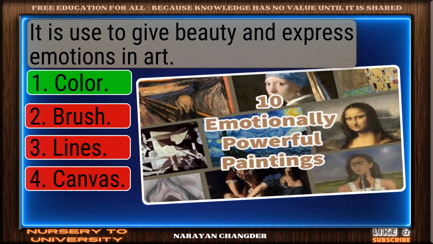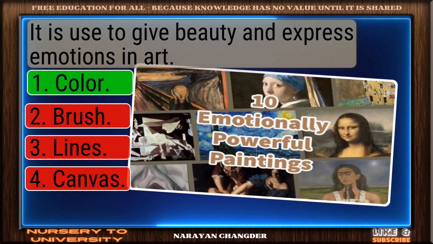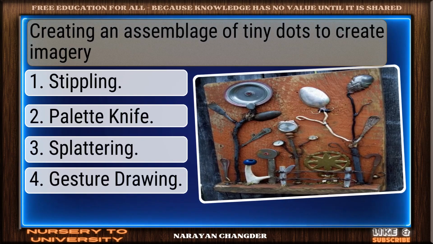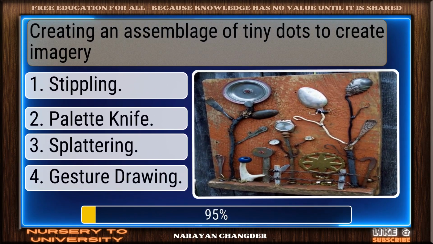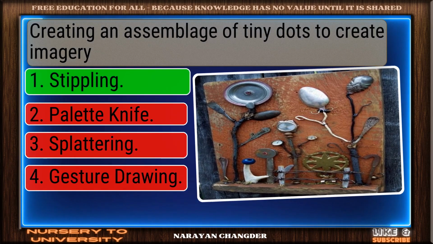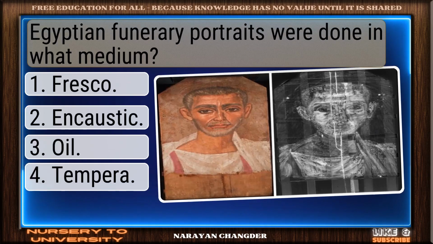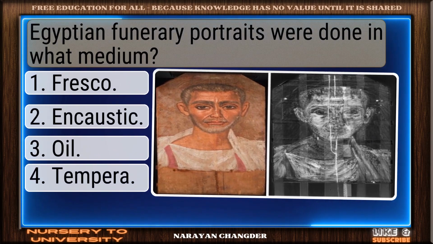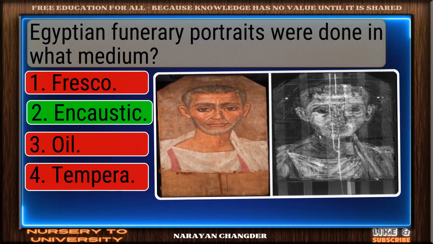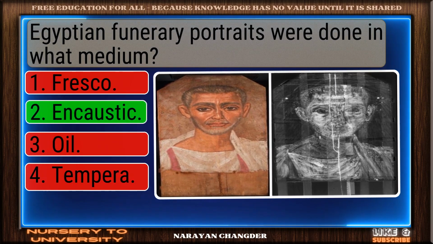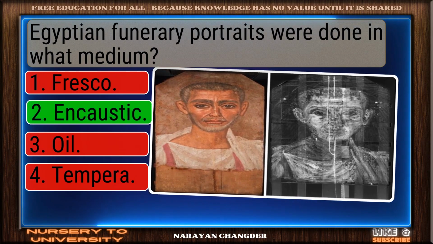On track. Color is the correct answer. Creating an assemblage of tiny dots to create imagery. Great job. Stippling is the accurate answer. Egyptian funerary portraits were done in what medium? Good job. Your answer encaustic works well here.